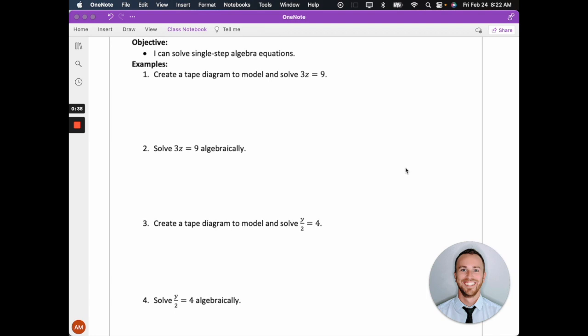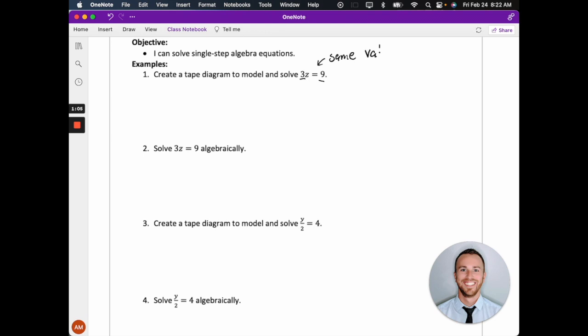For our first example, it says to create a tape diagram to model and solve 3z equals 9. First of all, when we think about an equation, an equation has an equal sign. It means both sides are the same. So this is saying that 3z is the same as 9. They have the same value. They're equal.